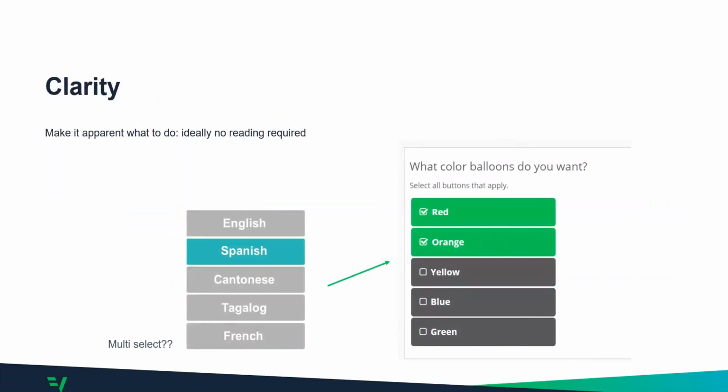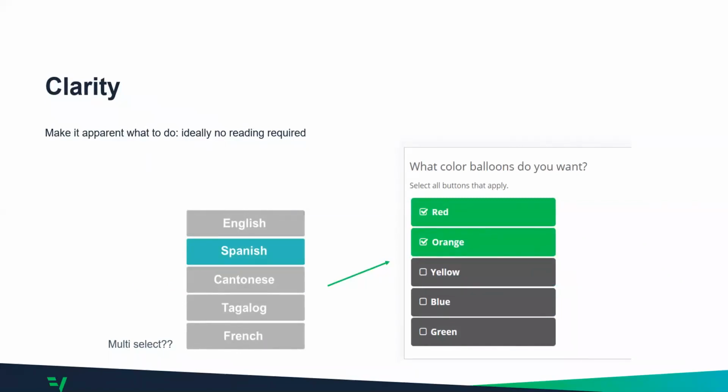We want to be clear when using interactive questions. What is the task? What does the respondent need to do? And I showed this example earlier. We need to build the interactive question so it's immediately apparent how it is to be used, without reading text or instructions, ideally.